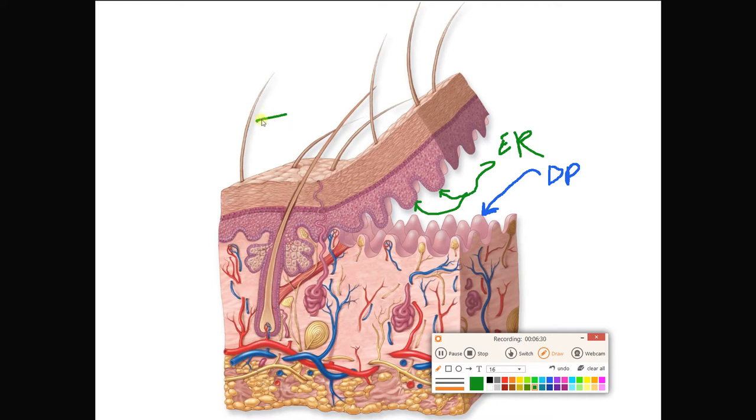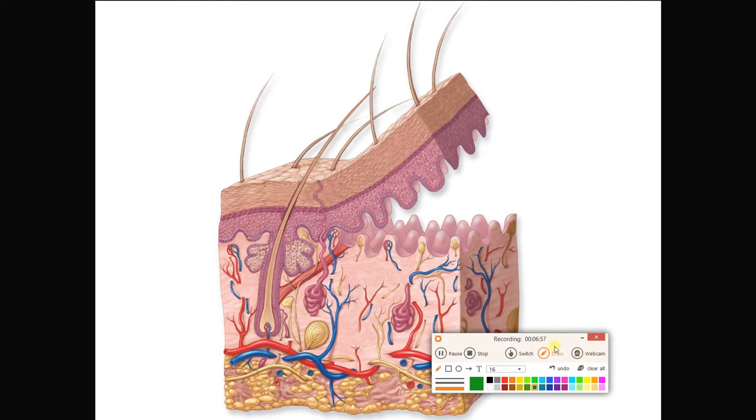I know that because I see hair and I see 1, 2, 3, 4 layers in my epidermis. If it were thick skin, we might see even bigger epidermal ridges, even bigger dermal papillae to anchor them together better so that we can absorb more damage, deal with more friction, etc.